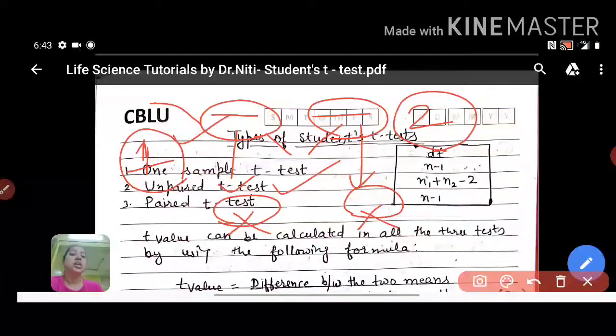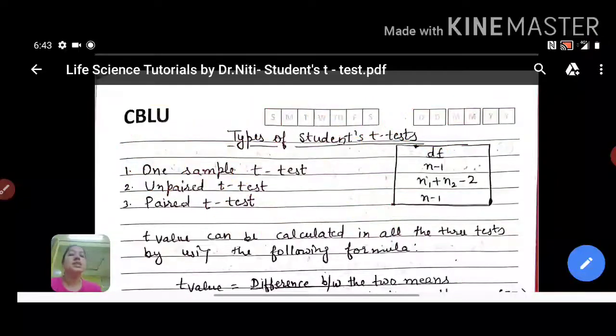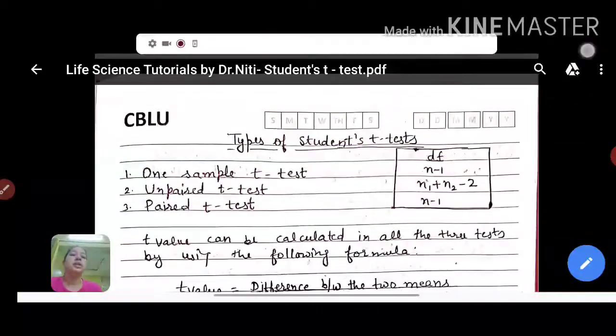Okay, so such type of test is termed as unpaired test. That means when the two samples are not related to each other, and even the treatment that is given to them is not related to each other, you have only compared the results that have come. You have to compare only the results of these two samples, that is the means of these two samples. Then this is termed as unpaired t-test.